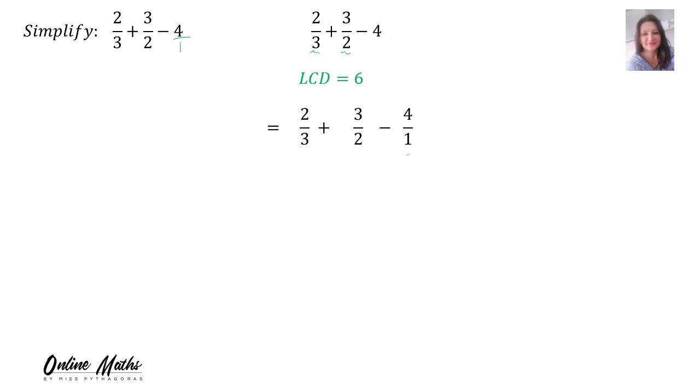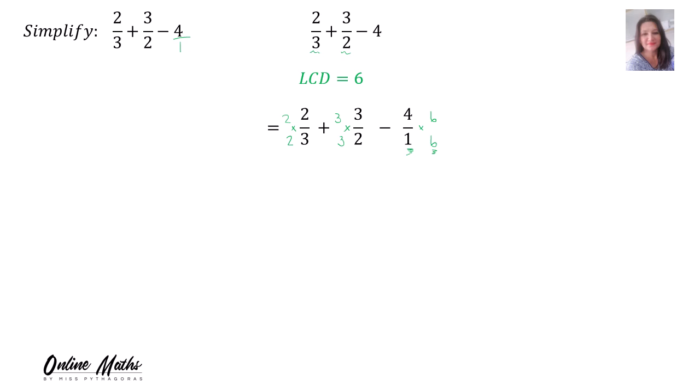So on the first term, we will multiply both numerator as well as the denominator by 2 over 2. The second term, we will multiply both by 3 over 3, and even this one. But now we will multiply the 4 over 1 by 6 over 6, because we want this denominator of 1 to become 6.